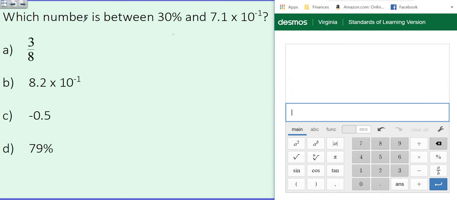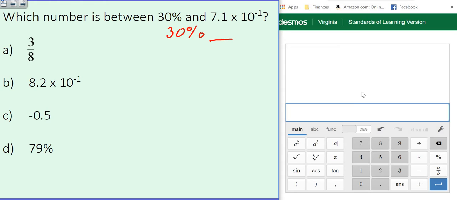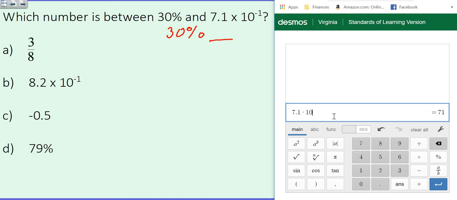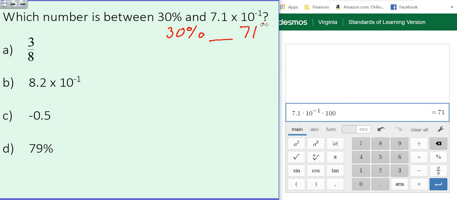It says, which number is between 30% and 7.1 times 10 to the negative 1 power? First thing you have to do is know, what are these in percentages? So let's put in 7.1 times 10 to the negative 1 power. So I have that in my calculator. Then I'm going to multiply that by 100 to turn that into percent. And this is 71%. So we're looking for a number that is between 30% and 71%.